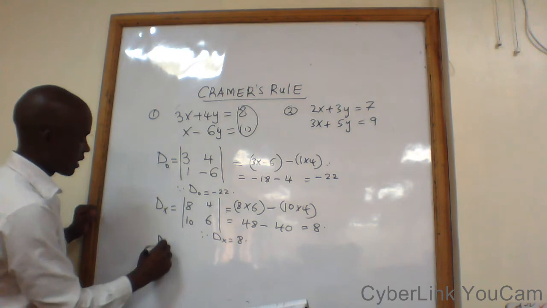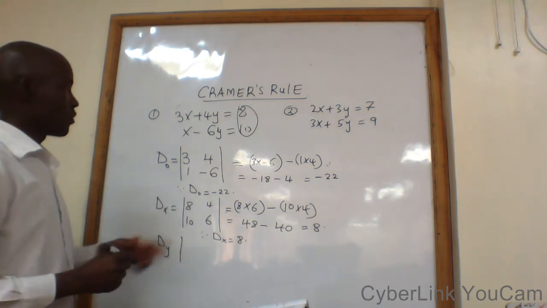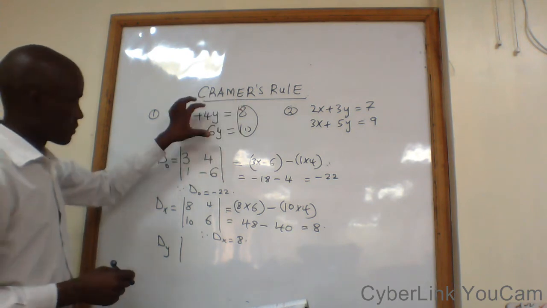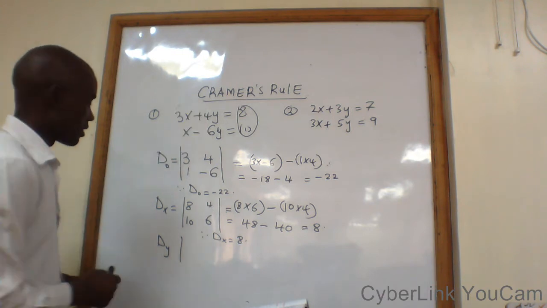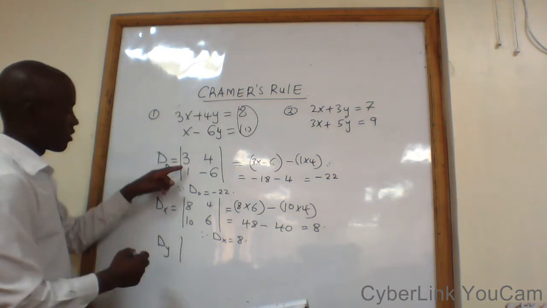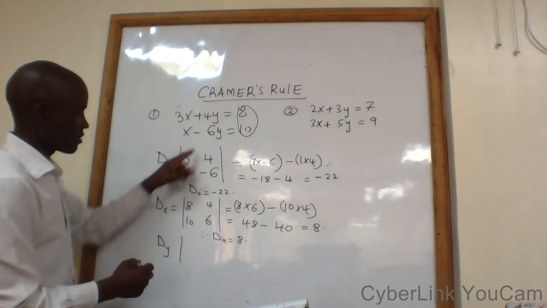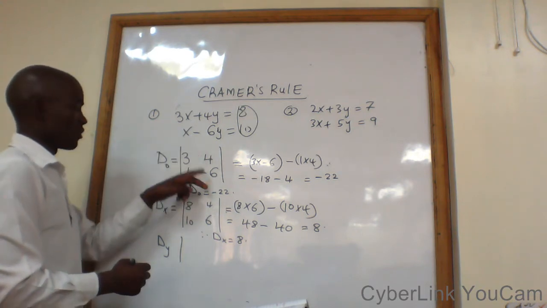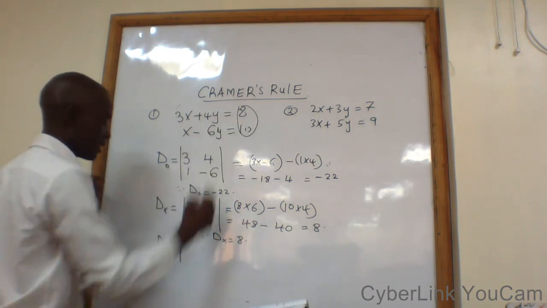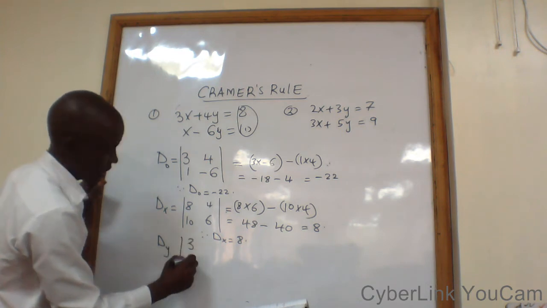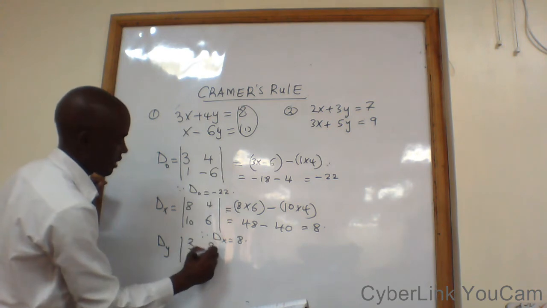We can now move to get dy. I've said clearly that if you want to get y, then you need to take this part and substitute here in place of y. Our original equation was 3, 4, 1, 6. This was for x, this was for y. Because we want to get the determinant of y, we will substitute this part with this one. So you will have 3, 1. Then instead of 4, 6, we shall have 8, 10.